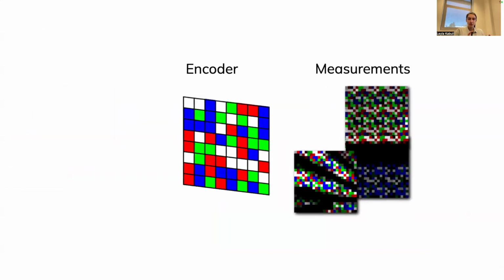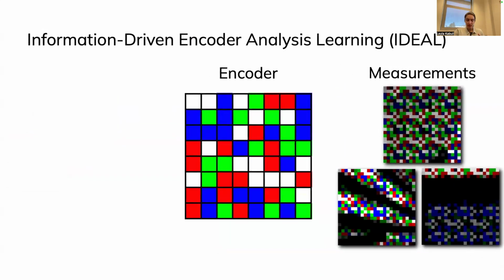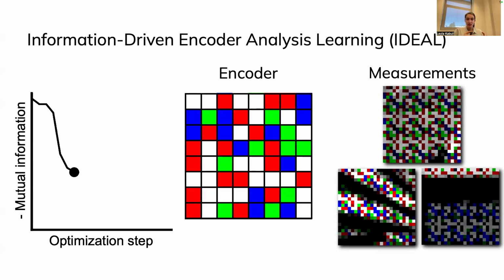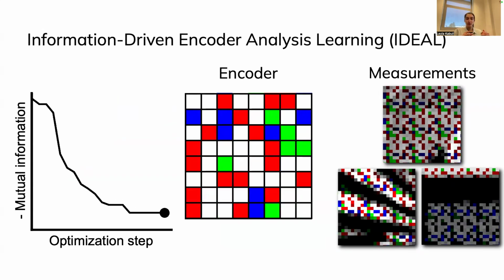And now with the color filter array, here's an example of how it works. Our goal is going to be to improve the array design and maximize information. At each step, we'll update the encoder based on the gradients, and this will produce more and more information and better measurements at each step.